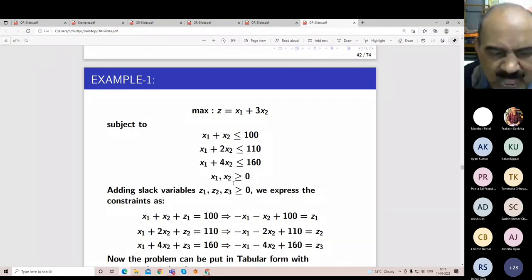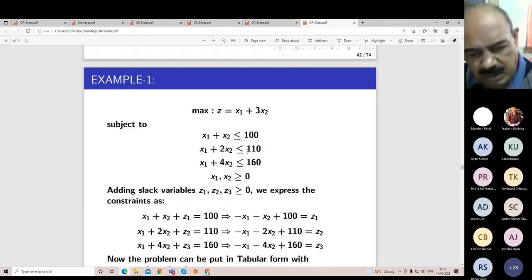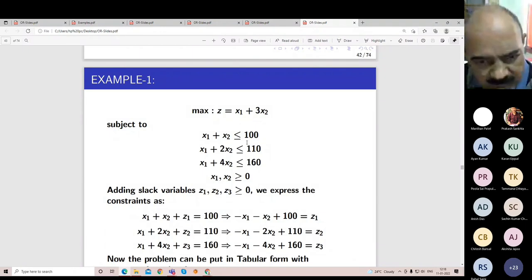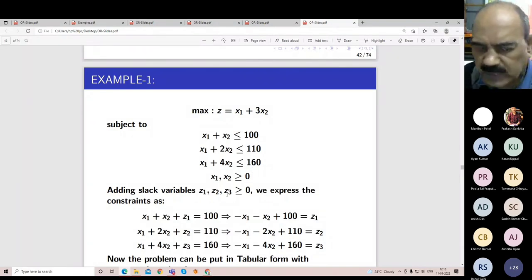Now we like to add slack variables. Why slack variables? The reason is, a constraint can be either less than or equal type, greater than or equal type, or equality type. So we have to introduce slack, surplus, or artificial variables according to the need. Here there is a need of slack variables, as all three constraints are less than or equal type. So you introduce slack variables Z1, Z2, Z3 respectively to these three constraints.